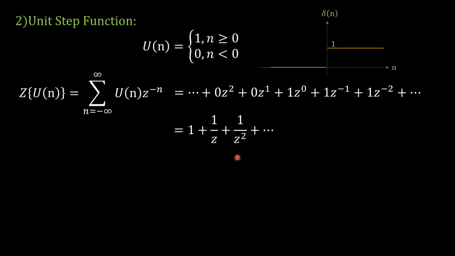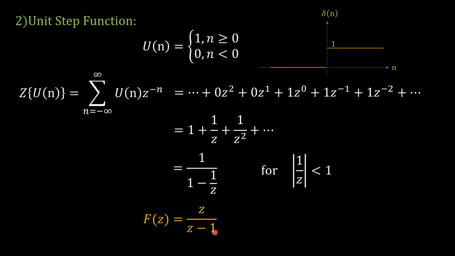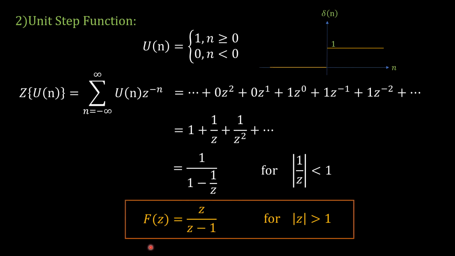So this is a geometric progression with common ratio 1 upon z, and hence the summation will be given by the first term, which is 1, divided by 1 minus the common ratio, which is 1 upon z, and this is true for mod of 1 upon z less than 1. Simplifying this expression, we get f of z equal to z upon z minus 1 for mod z greater than 1, which is the required Z transform for the unit step function.